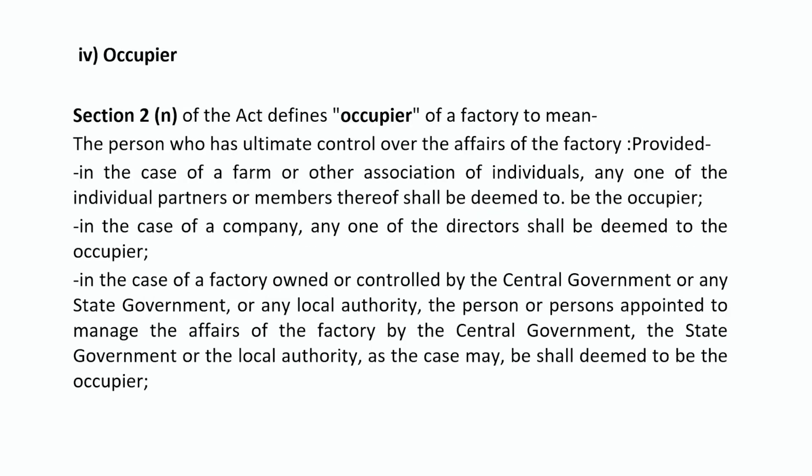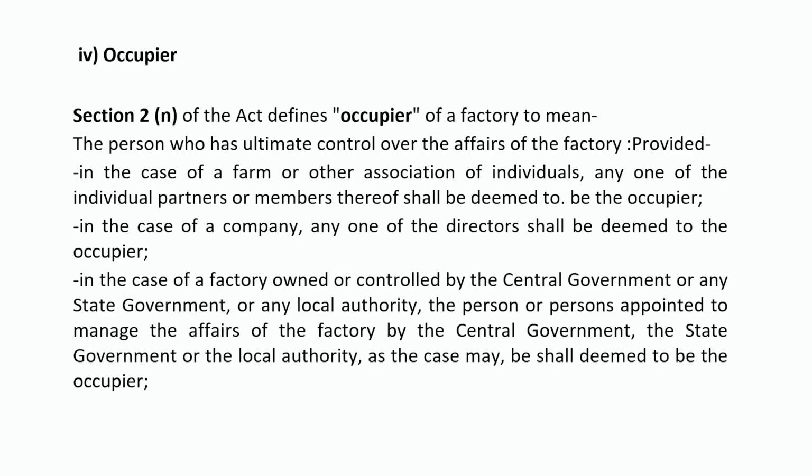After that, the definition of the occupier is a very, very important definition, and it has been given in Section 2 clause N. Occupier means the person who has ultimate control over the affairs of the factory, provided that in case of a firm or other association of individuals, any one of the individual partners or members shall be deemed to be the occupier, and in case of a company, one of the directors shall be deemed to be the occupier. Sometimes, if we have a firm, which is an association of individuals, then one of the individual partners can be the occupier.